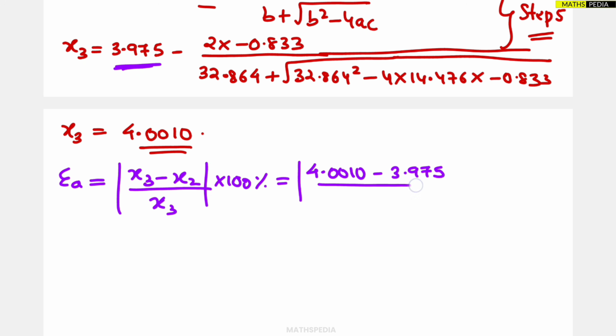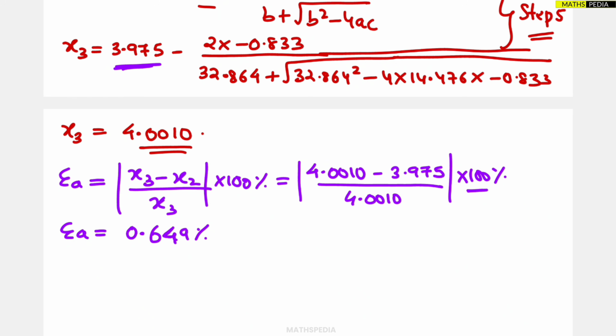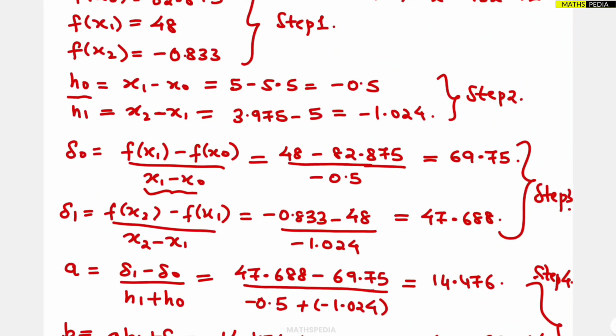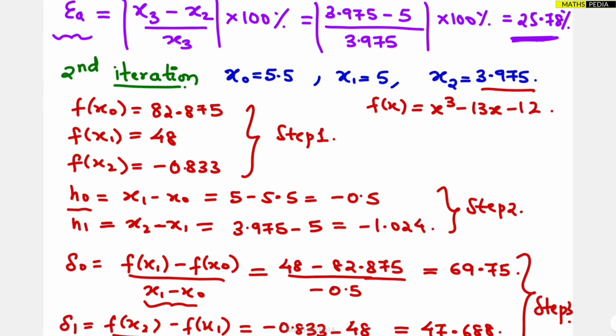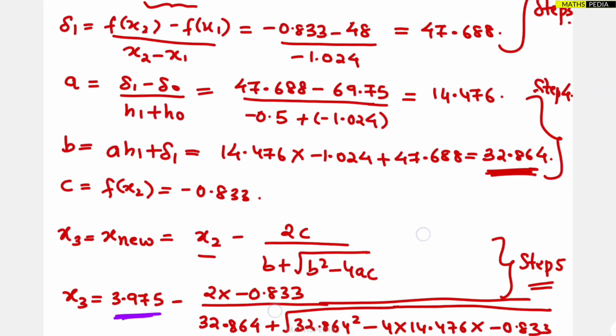3.975 divided by 4.0010, into 100%. So what is the absolute relative error we are getting in percentage? It is 0.649%. It's not 64%. I have multiplied with 100. I am getting 0.649%. That means from 25%, it has been reduced to 0.649%, which is actually good, right?